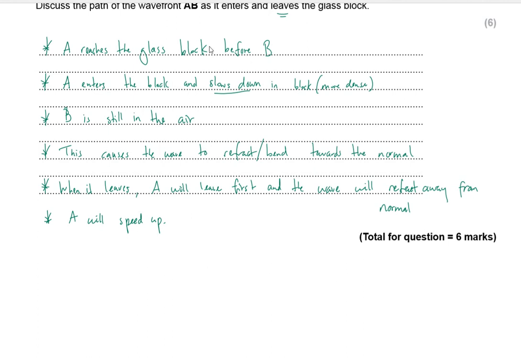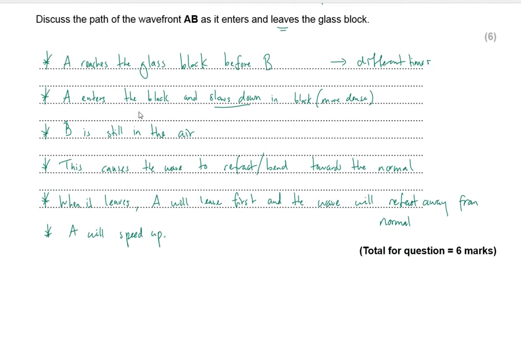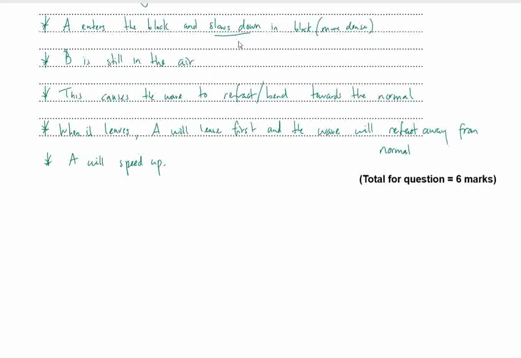Okay, but the reason why you lost marks was you failed to mention that this here means they are at different times. So this means pretty much different times. But we are being more specific in this particular case. So we're saying they are crossing the boundary at different times, yes, but in this particular case, A is crossing it first and then B. So it slows down, okay, in the more dense medium. So this goes to wave more dense medium. So in the block, where the block is more dense in this particular case, okay.